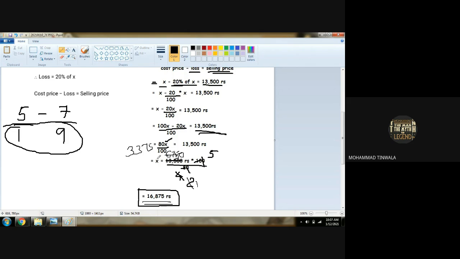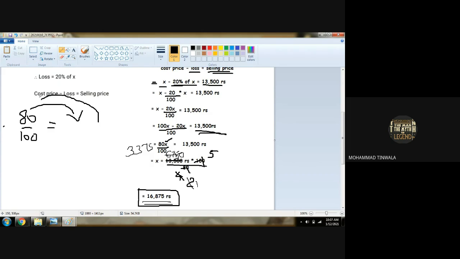Okay. So separate X, 13,500 rupees as it is, multiplied by this 80 upon 100. In other words, any fraction 80 upon 100 is equal to, this has to go through to the next side. If anything has to be shifted, it will be the reciprocal. This 100 goes to the numerator and this 80 will be in the denominator.